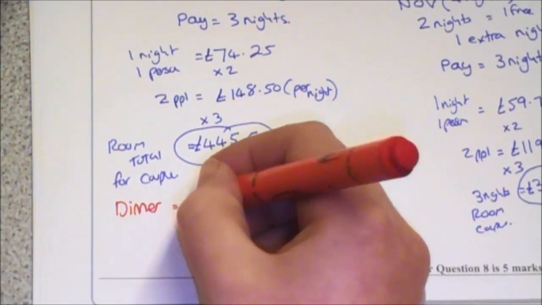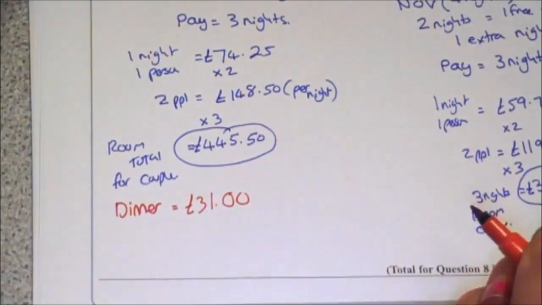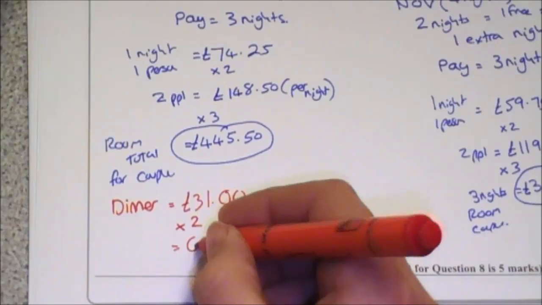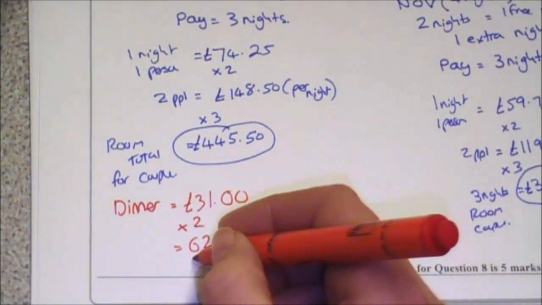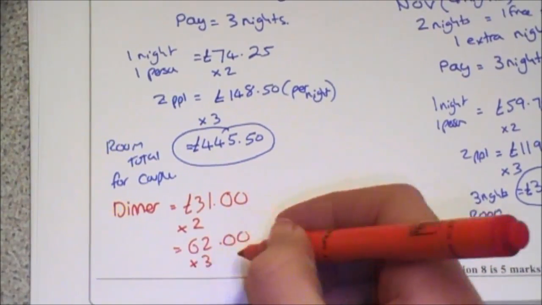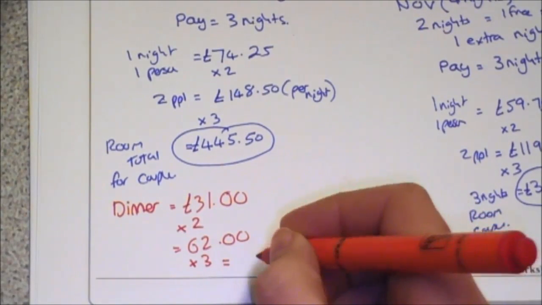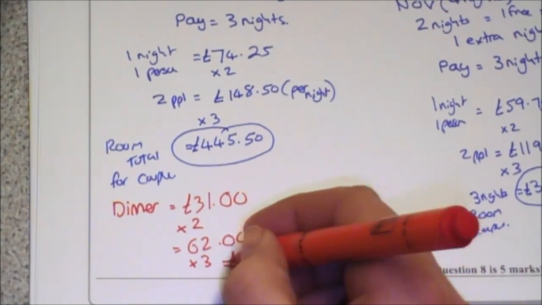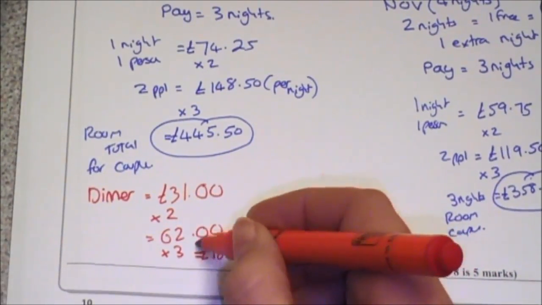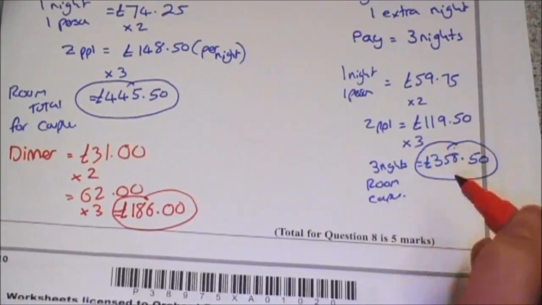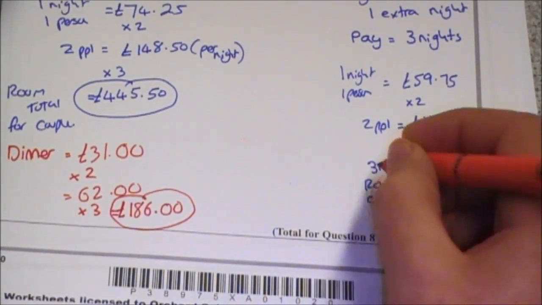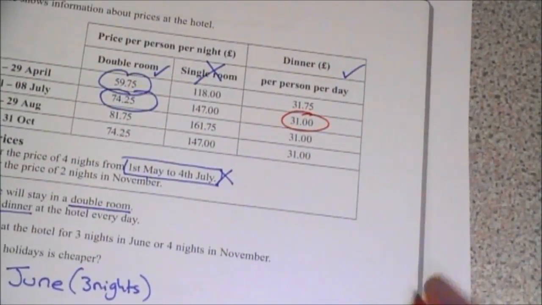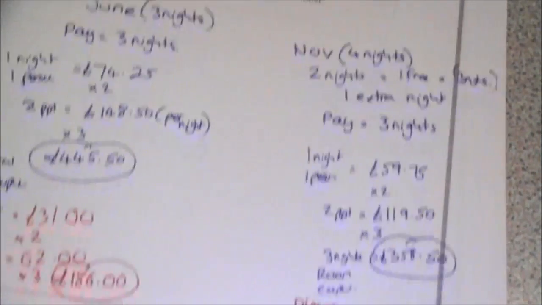So dinner is £31. There are 2 people eating, so that will give us £62. And I am going to be there for 3 nights. So that's going to end up giving me £186. So that's my total dinner cost for June. Let's have a look at dinner in November. So dinner in November costs £31.75.